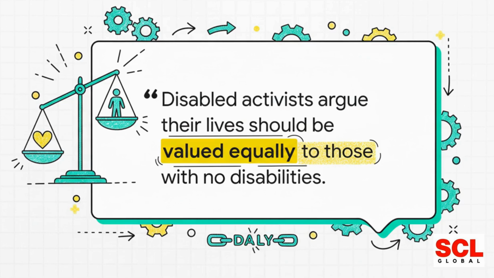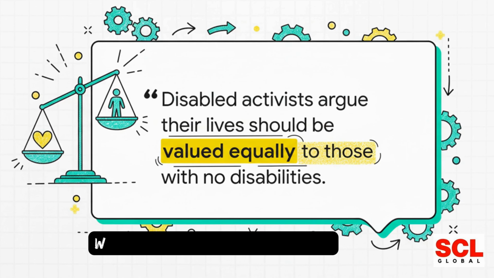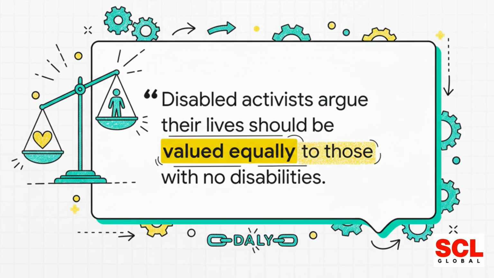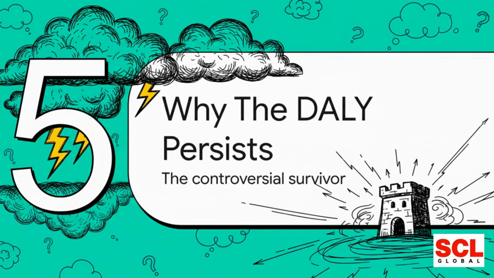And maybe the most powerful and persistent critique has come from disability advocates. Think about it. By giving a condition a disability weight, the DALY basically says that a year of life for a person with a disability is worth less than a year for someone without one. Activists make the case that their lives have equal value, period, and that any metric that even suggests otherwise is just fundamentally discriminatory.